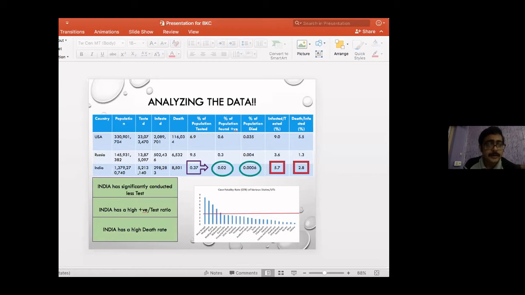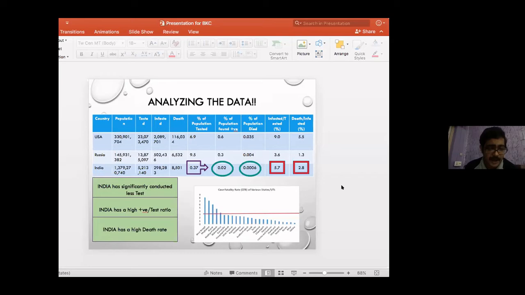Now, if we come to India, we will see that a mere 0.0006% of the population has presently been infected. Now, the infected to tested percentage is around 5.7, but what is alarming is the death to infected ratio, which is still around 2.8, that is almost average to the global scenario. But one of the most alarming situations you can see, if we look at the bottom part of the curve, is that 4 to 5 different states are actually contributing more to the case fatality rate, referred to as CFR, than all the other states.